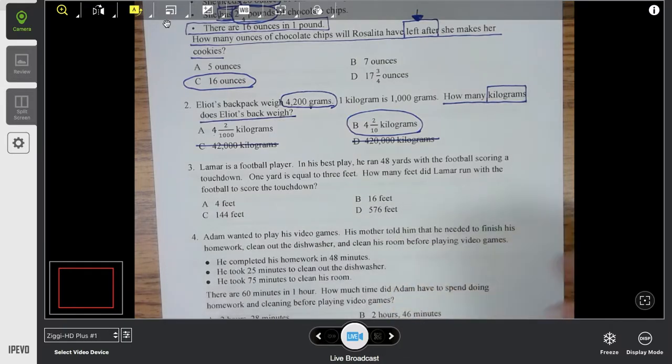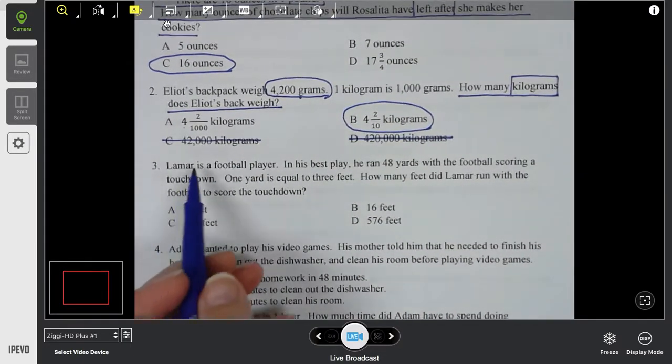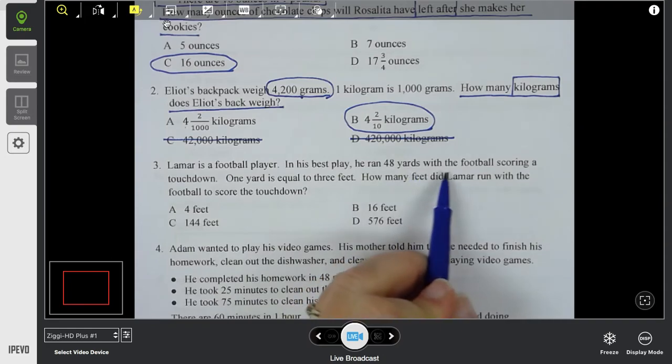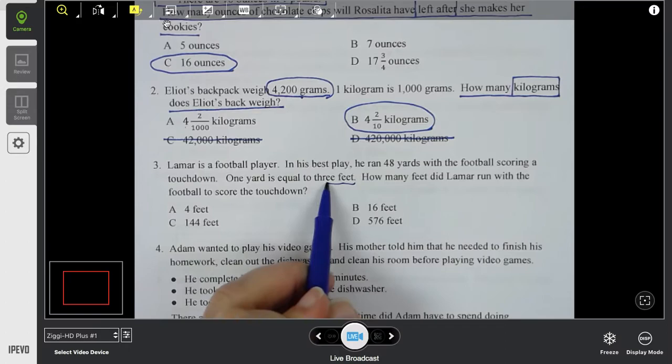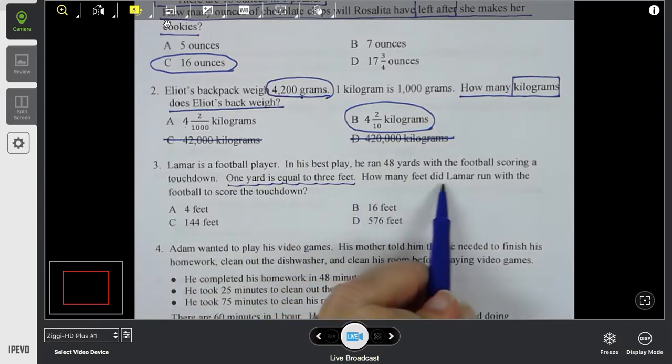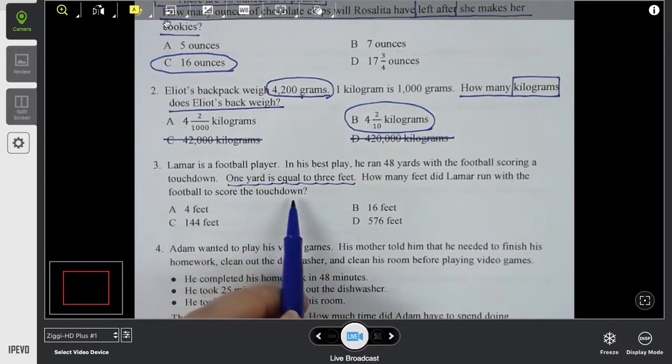Lamar is a football player. In his best play, he ran 48 yards with the football, scoring a touchdown. 1 yard is equal to 3 feet. Here's our conversions right there. How many feet did Lamar run with the football to score a touchdown?